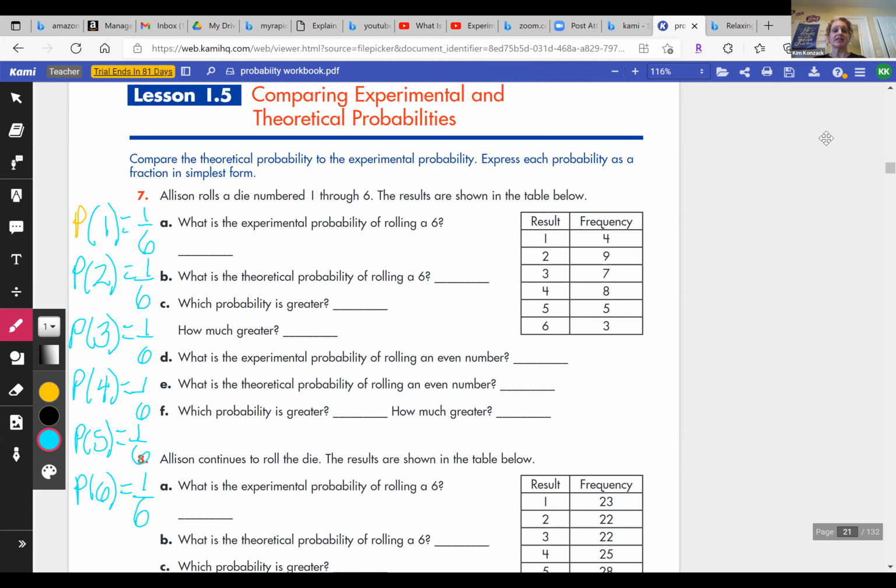Let's see how many times. Frequency is the number of times things happen. When she rolled, she got 4 1s, 9 2s, 7 3s, 8 4s, 5 5s, and 3 6s. If you don't know that, write that down: frequency is the number of times an event occurs.